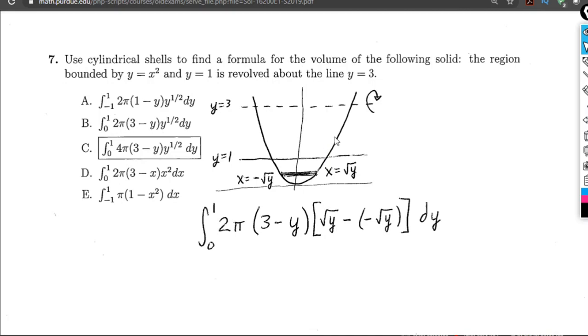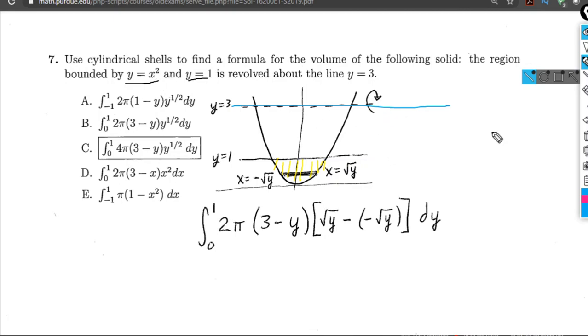We were given the functions of the parabola and a horizontal line, and that will give us the area around here. The whole area is revolved around this line. So then, cylindrical shells, since the rotating axis is horizontal.